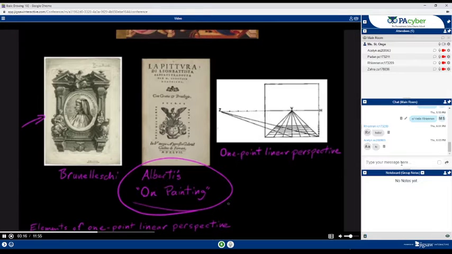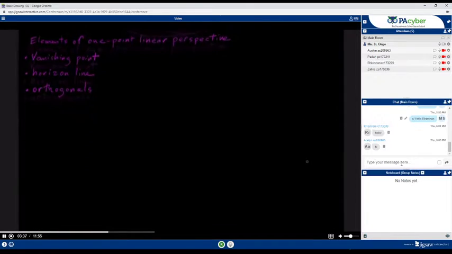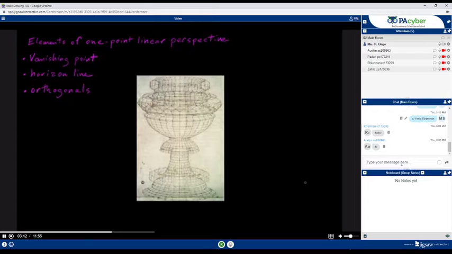He publishes a book called On Painting in 1435, and we have a later version of that book right here. Inside that book, he really gives the formula for linear perspective. So let's spend a moment talking about how this system works. Let's do a diagram of linear perspective. I cannot do Paolo Uccello's chalice, but I can draw a basic linear perspectival structure.